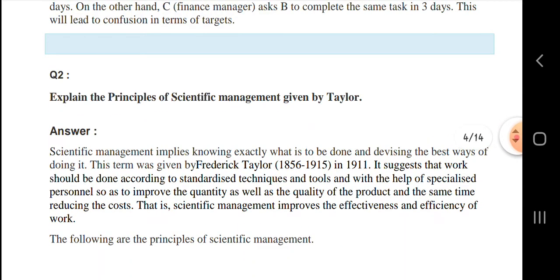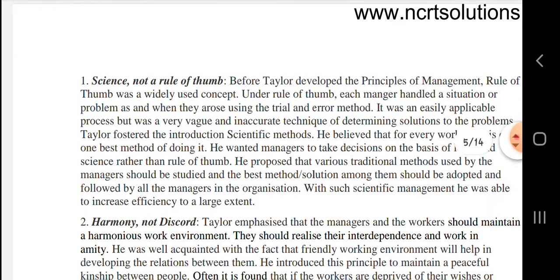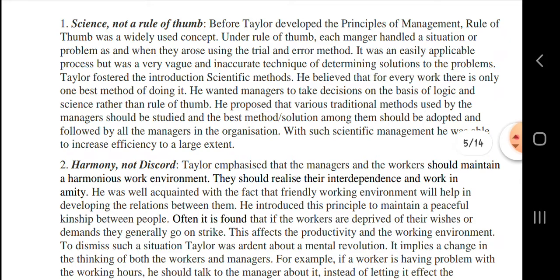And let us know about the principles of scientific management given by Taylor. Scientific management implies knowing exactly what is to be done and the best ways of doing it, and this was explained by Frederick Taylor. He tells us that the work should be done according to standardized techniques and tools. He also says science, not rule of thumb.